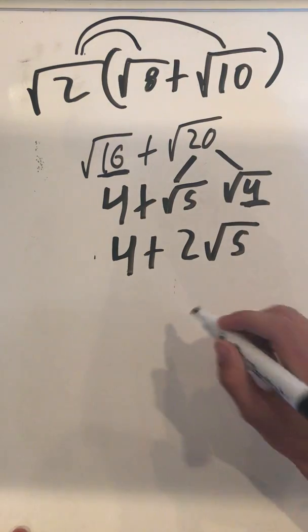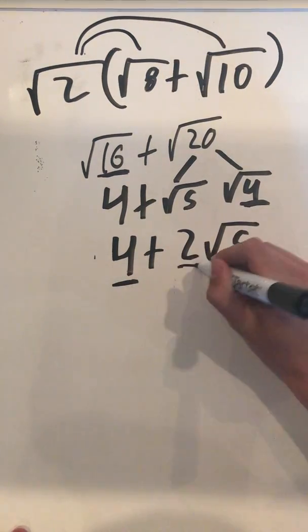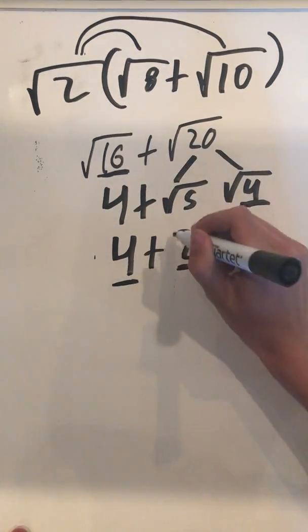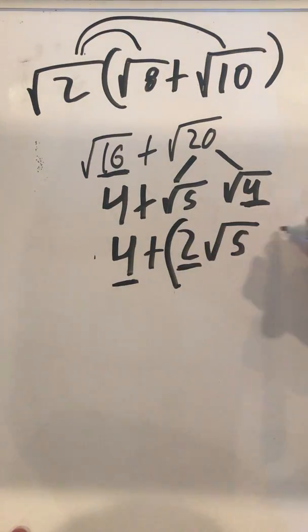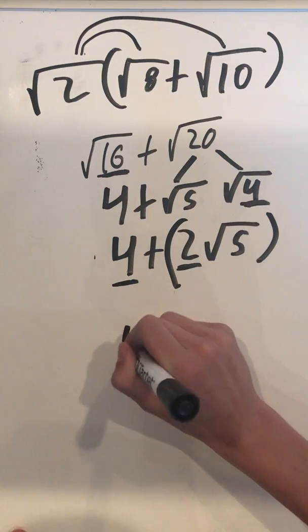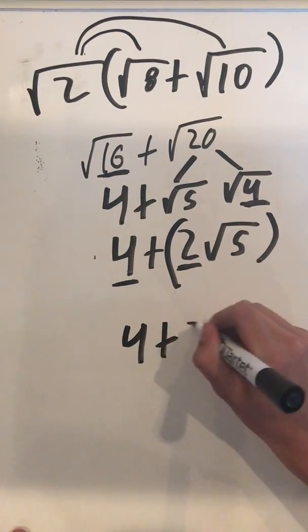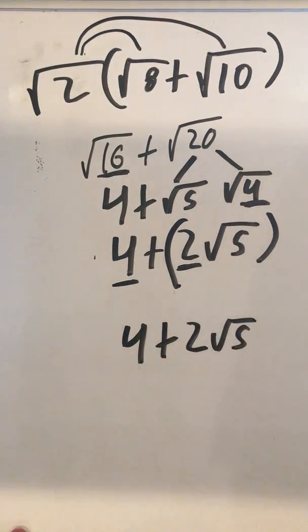And now we will not add the 4 and the 2 because they are not like terms. The 2 square roots of 5 is actually multiplication, so we have to make sure we do not add the 4 and the 2. So your final product is 4 plus 2 square roots of 5 for problem 3A.